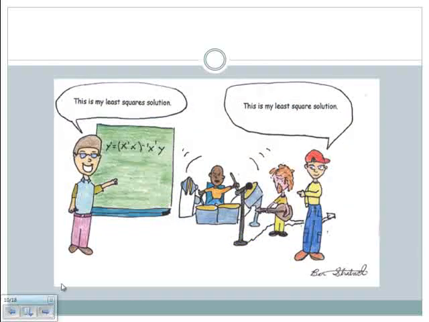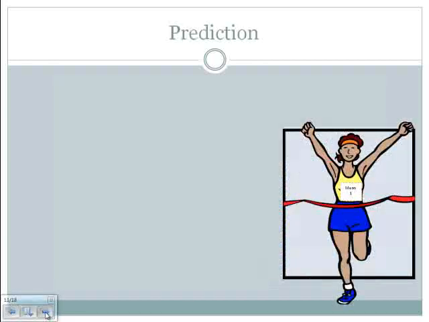Here's a little joke. My husband would say, "This is me, the nerd. This is my least squared solution." And perhaps there's some of you in here that maybe are in rock and roll bands and you're not square because you're in the band. Okay.